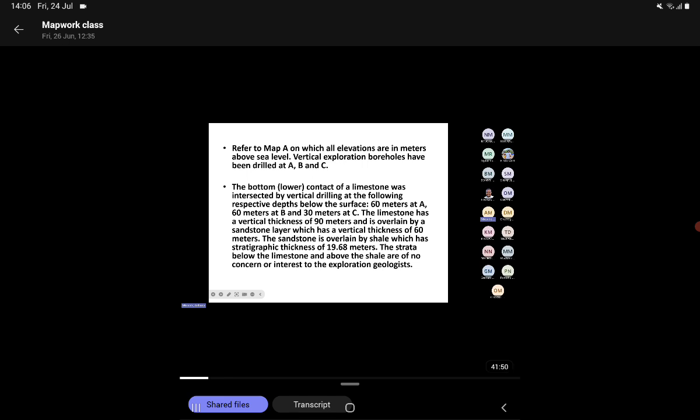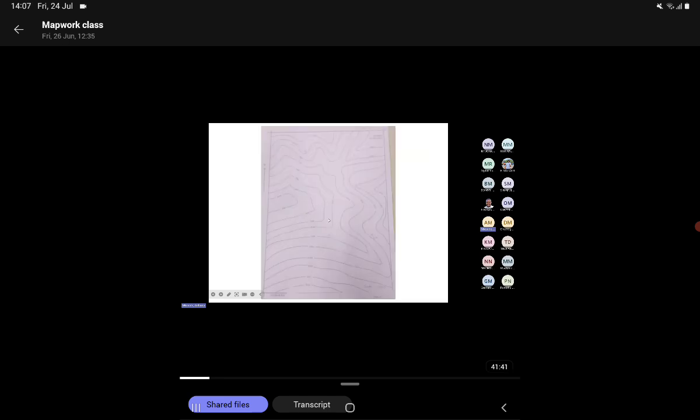From here, we know that based on this, there was drilling at A, B, and C. There were some borehole intersections at points A, B, and C. At point A, it was 60. At point B, it was 60. And then at point C, it was 30. And when you were doing the basics, you were told that you can draw strike lines from information where there are 2 points at the same elevation. If not, you would be given a borehole problem. In this case, you are given a borehole problem.